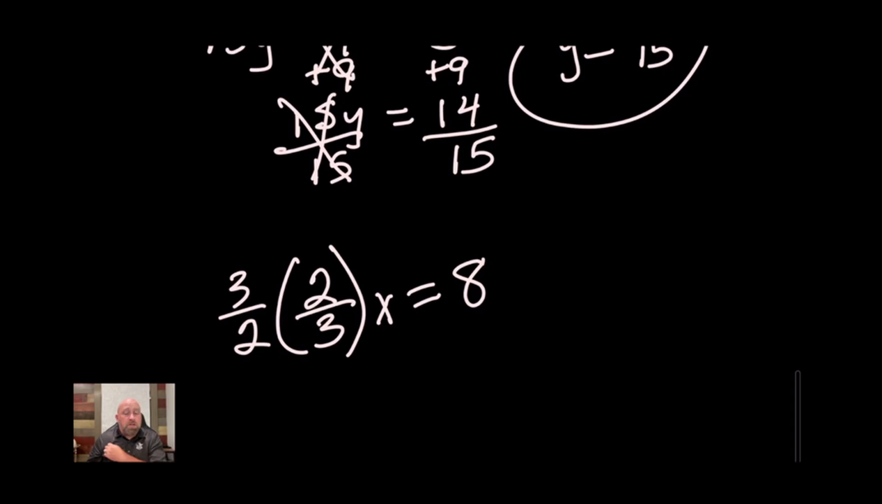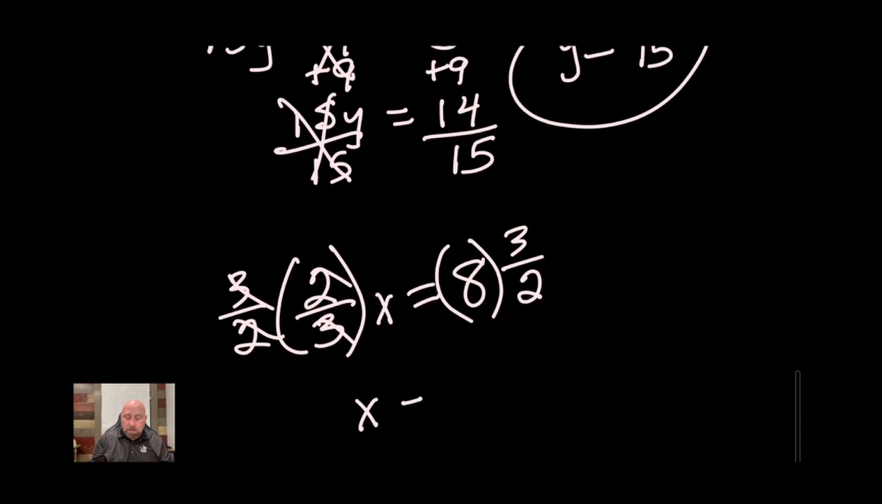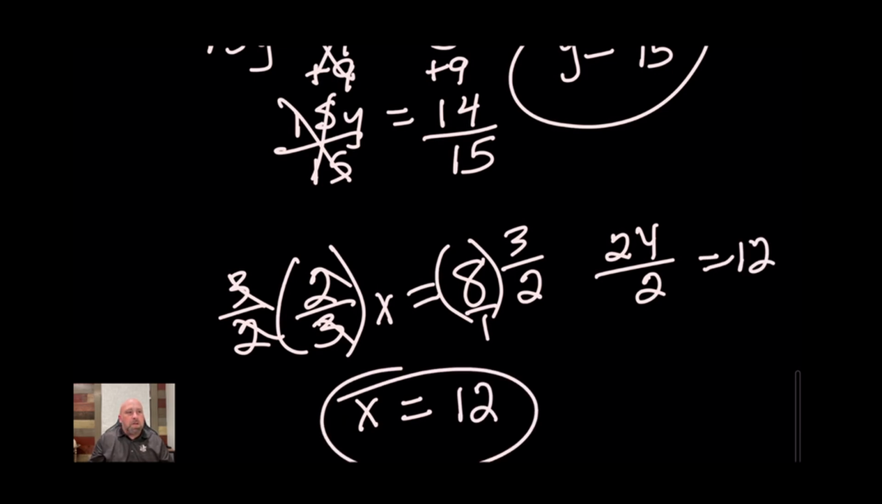But remember, here's the trick. If I do it to one side, I have to do it to the other side. So I have to multiply this times 3/2. Okay? Well, what happens here? Notice this all cancels, and so I get x. X is by itself. That's what I wanted. Equals, and then I would just do this. So 8 times 3 is 24/2. Reduce that down, and I get 12. So x equals 12 would be my answer there. So just a couple different ways.